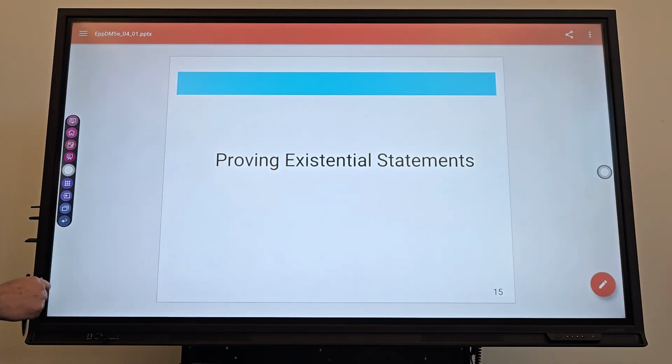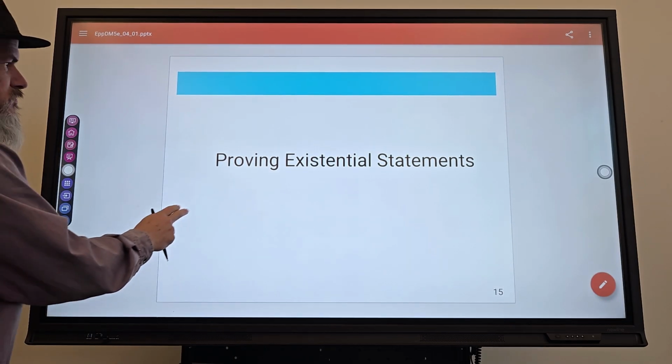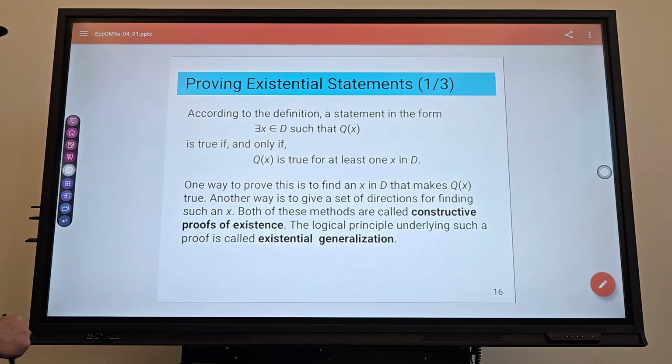Proving existential statements. According to the definition, a statement in the form "there exists an x in D such that Q(x)" is true if and only if Q(x) is true for at least one element x in D. One way to prove this is to find an x in D that makes Q(x) true.